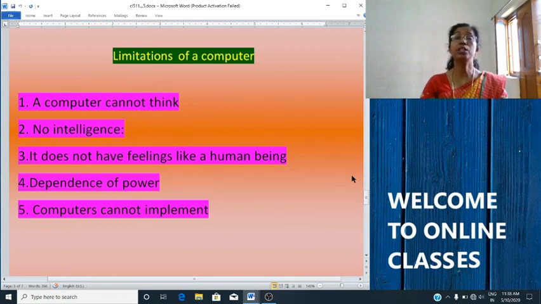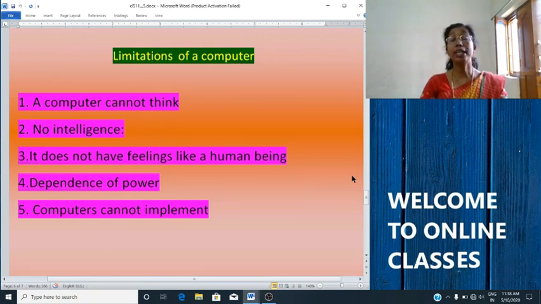It is just a machine. It cannot express feelings or ideas. Okay. Then it depends upon the power. You know that a computer needs electricity to work. Computer is an electronic machine, thus it depends upon power. So if no power, then we will not be able to do anything in a computer. So it works only when electricity is available.